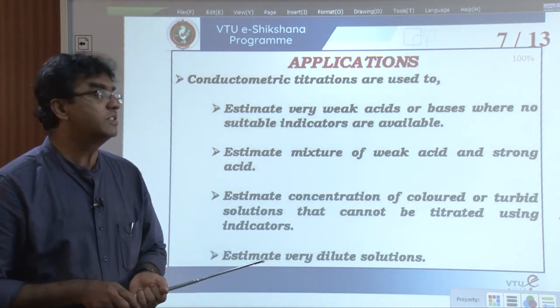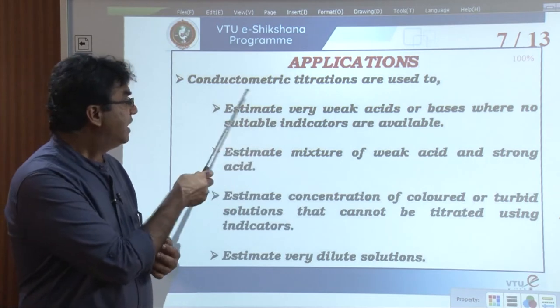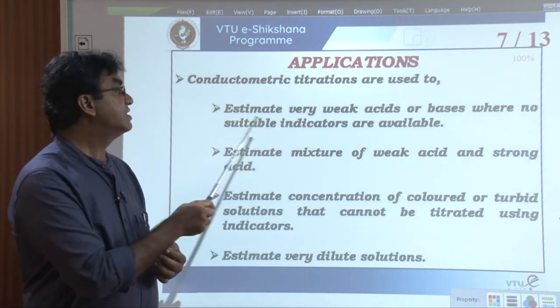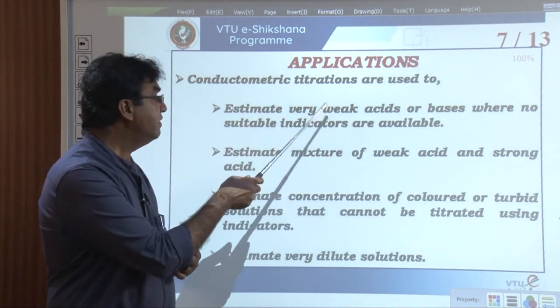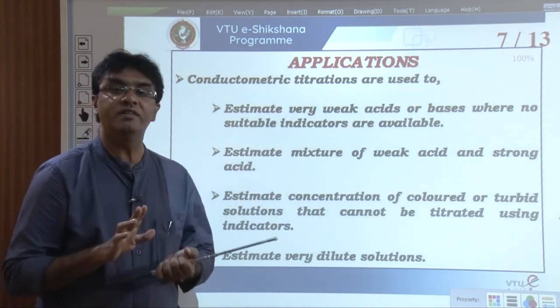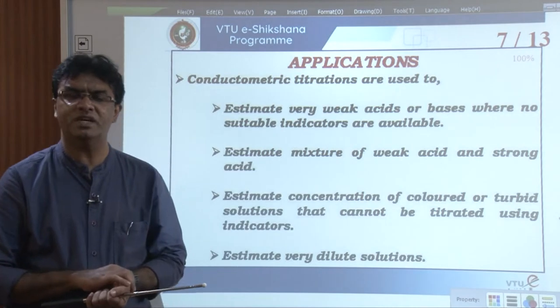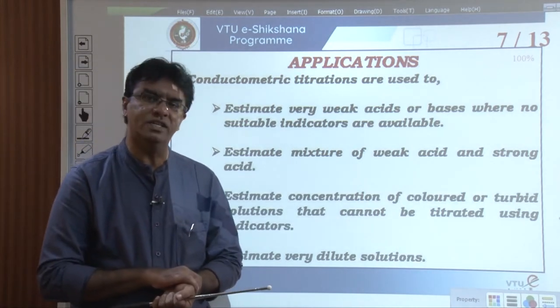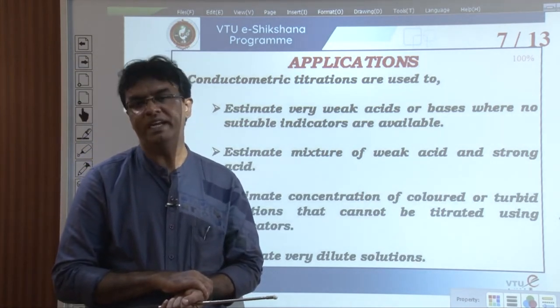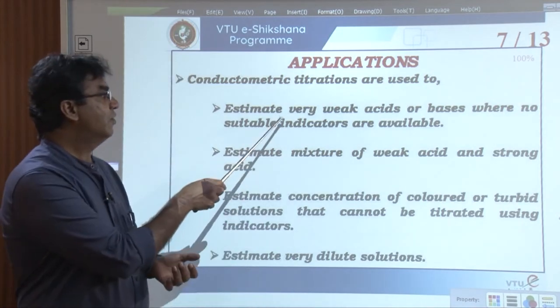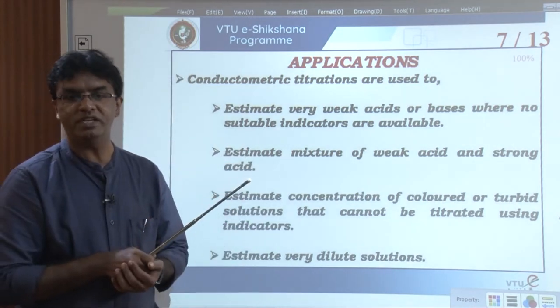Mainly, by using conductometric titration, we can estimate very weak acids or even very weak bases. Generally, for weak acid versus strong base or strong acid versus weak base titrations, we don't find a suitable indicator. In that case, we can go for the conductometric titration method.